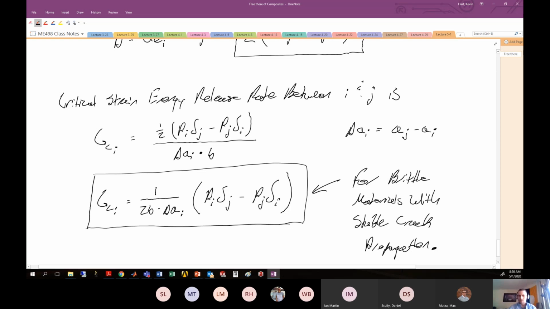All right, so more on this to come starting on Monday. We'll actually show you for composites how this test is done. I'll show you some samples. I'll show you some data. We'll do an example problem, all the good things.